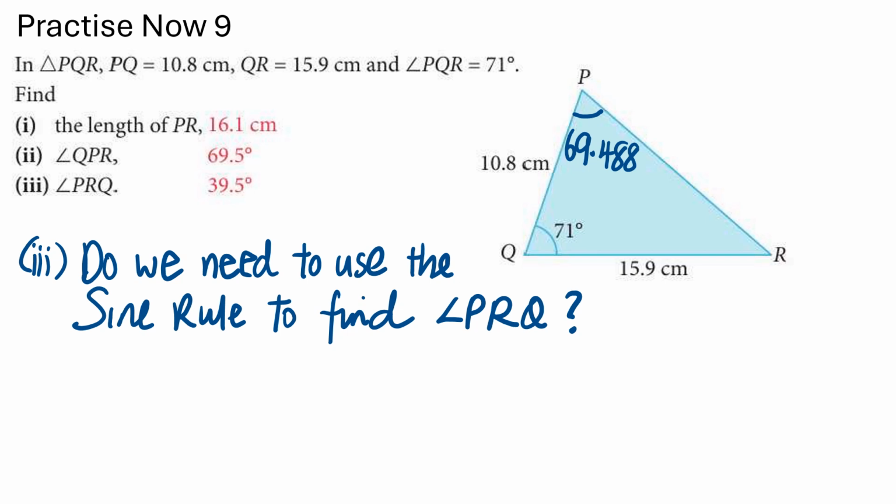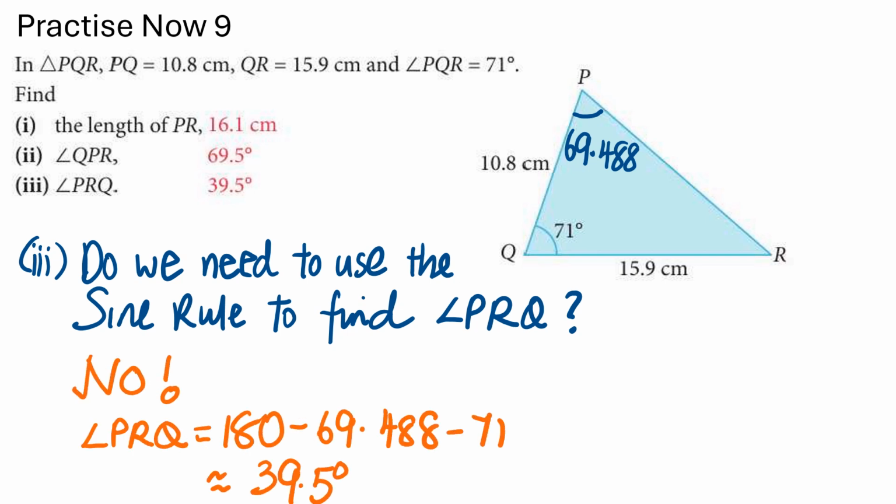The answer is a bit no. Why? Yes, because you can just simply use 180, which is the sum of angles in the triangle, minus away 69.488 minus 71, and you'll get PRQ to be 39.5. But of course, if you have plenty of time, and the paper is so easy and you have nothing to do, you can still go ahead and use the sine rule to verify that PRQ is 39.5.